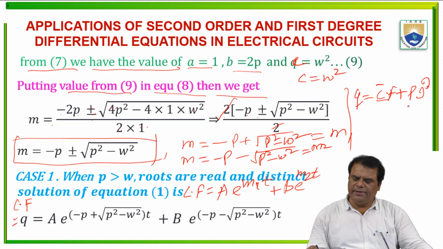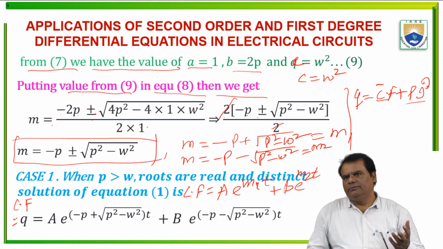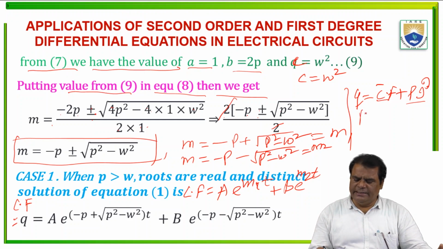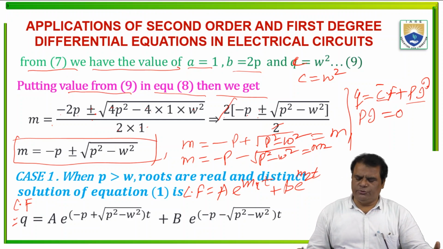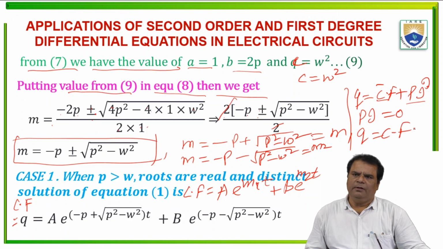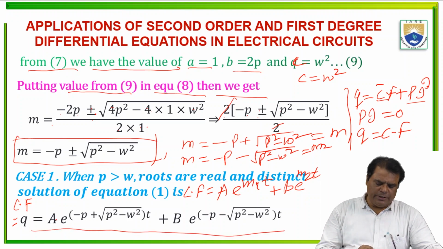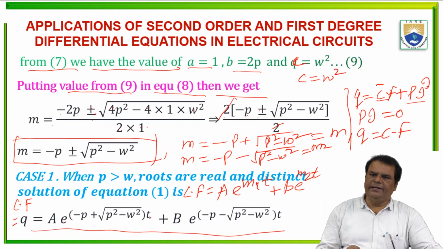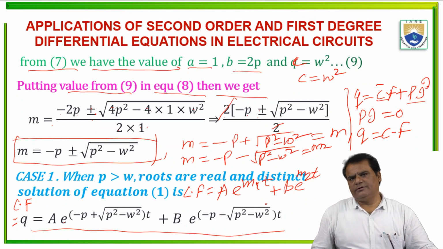Complementary function plus particular integral: this is the complete solution. This is the value of Q. Here the particular integral is 0, because the right hand side is 0. Then Q is equal to only the CF. This formula is known as the CF: A e to the power m1t plus B e to the power m2t. So this is the complete solution of the given equation.